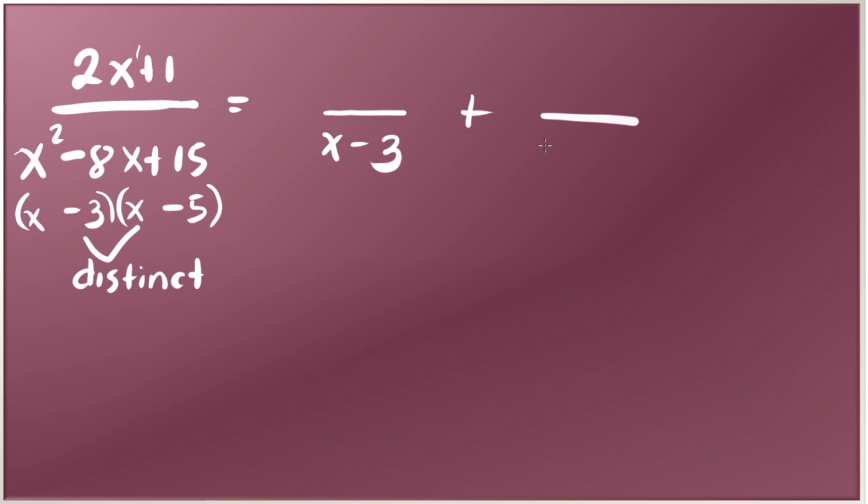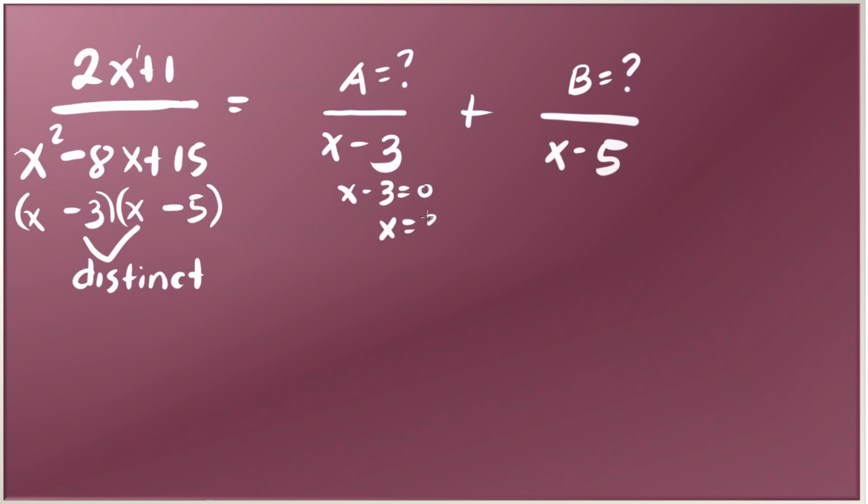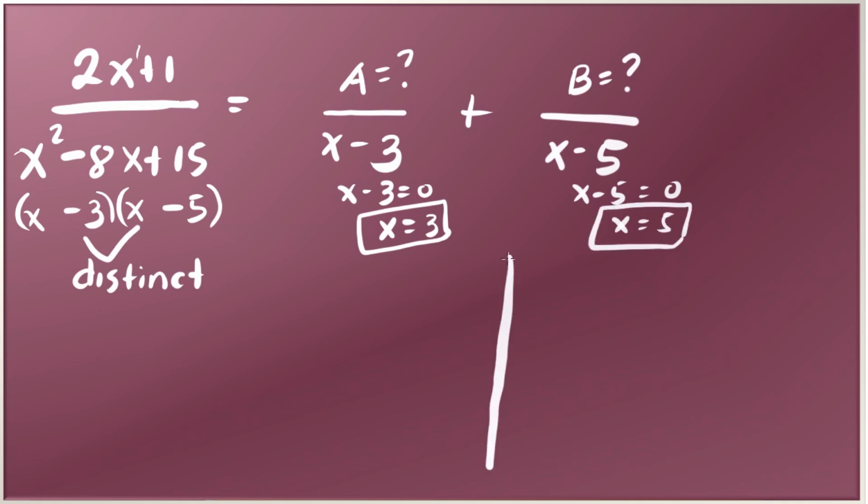So that denominator is x minus 3. This other denominator is x minus 5. And then our numerator is constant A, we're going to look for that, and this other partial fraction with numerator B. So we're going to look for A and B. Now let's solve for x from this x minus 3. So x is equal to 3. And on this x minus 5, the value of x is 5. All right, so let's go ahead and start doing the substitution.